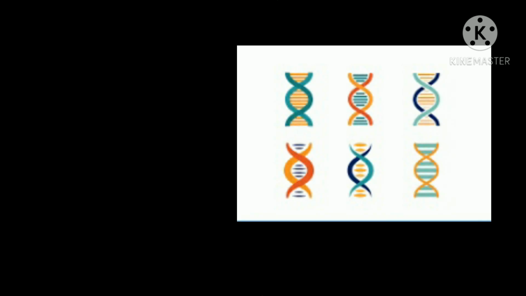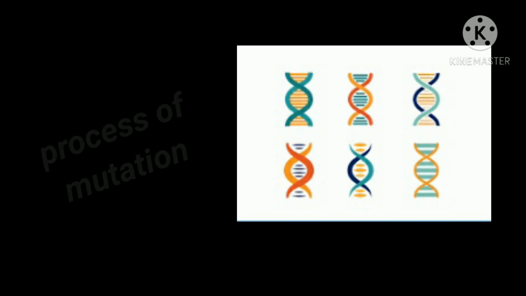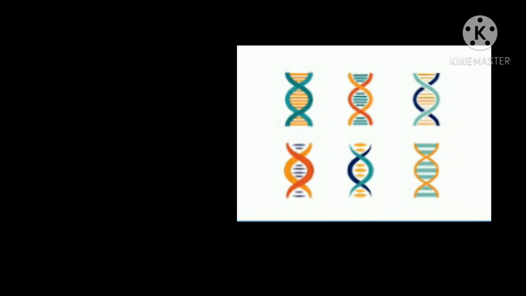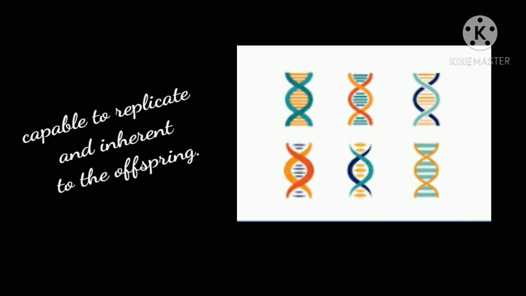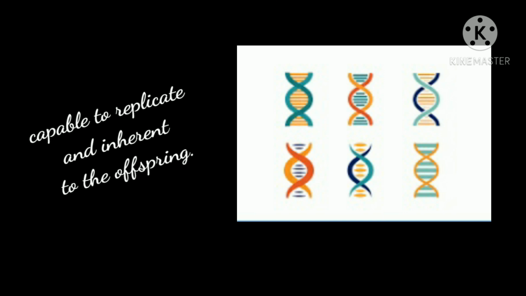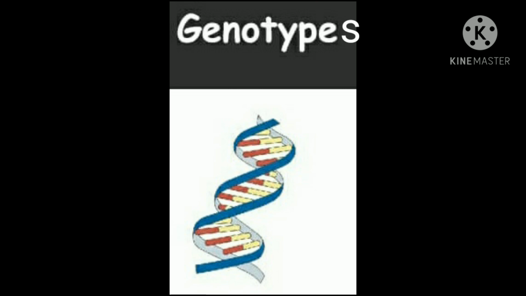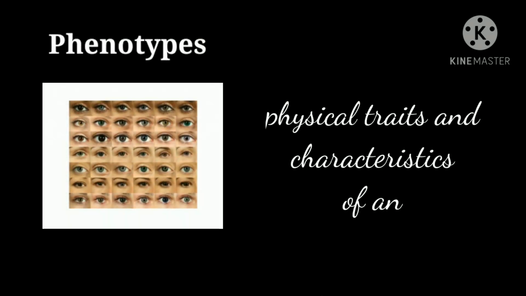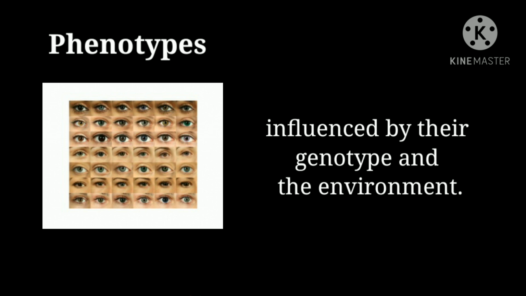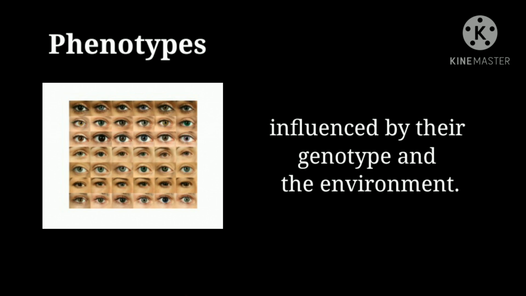Genetic material changes by the process of mutation. It carries all the important information which is needed for the proper functioning of the cells. The genetic material is capable of replicating and being inherited by the offspring. Genotypes are the genetic makeup of an individual. Phenotypes are the physical traits and characteristics of an individual and are influenced by their genotype and the environment.